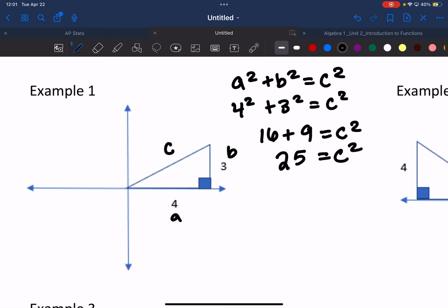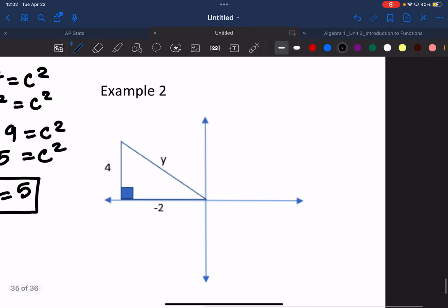How do we find c? Take the square root. So what's the square root of 25? 5. So c is equal to 5. Any questions? Yes. When we do that, do we just write the positive one or do we have to do plus or minus 5? Always the positive one, because when we're talking about triangles, think of distance. You can't have a negative distance, only a positive one. So you'd only write the positive.